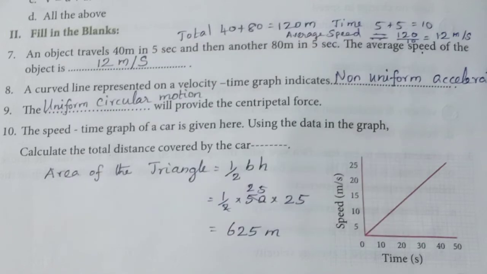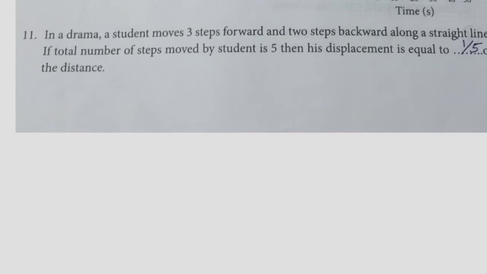11. In a drama, a student moves 3 steps forward and 2 steps backward along a straight line. If total number of steps moved by student is 5, then his displacement is equal to dash of the distance. 1 by 5 of the distance.